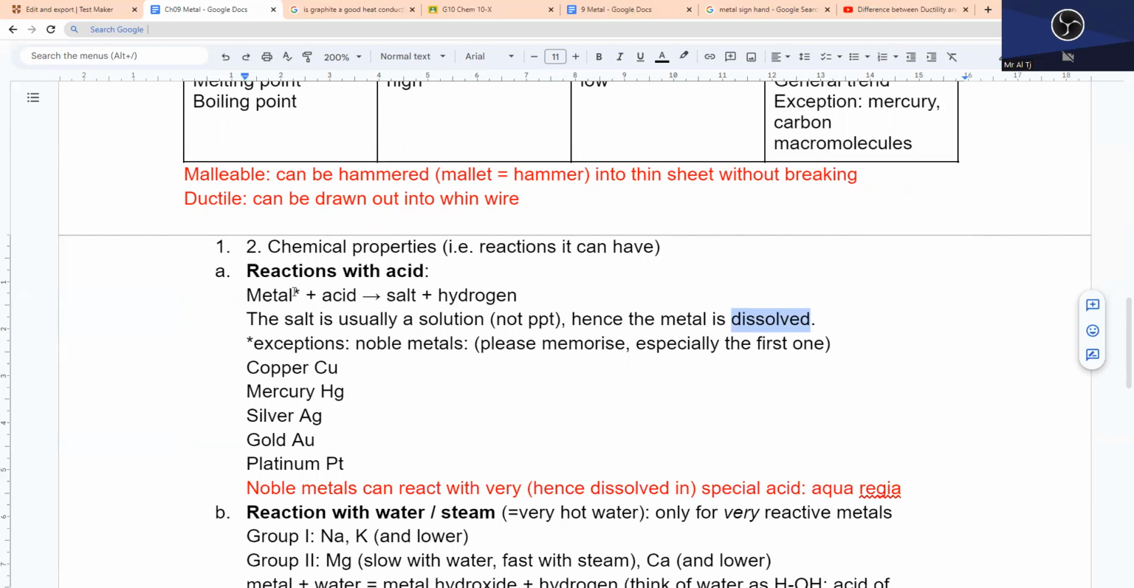Exceptions. The metals here, you're going to see them with an asterisk. There will be a class of metals we call noble metals. They will not react with acid. By acid here, we mean the normal acids, like hydrochloric acid, nitric acid, and sulfuric acid.